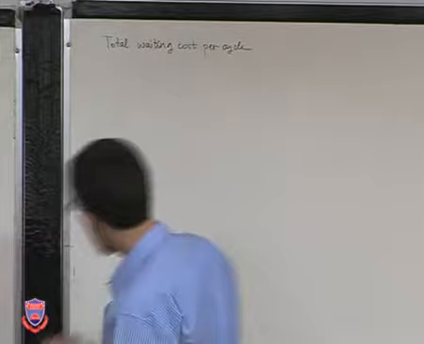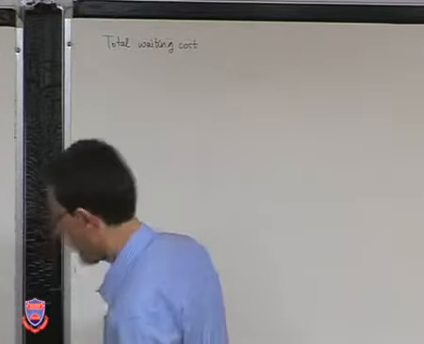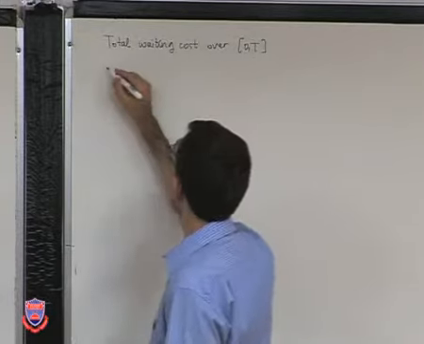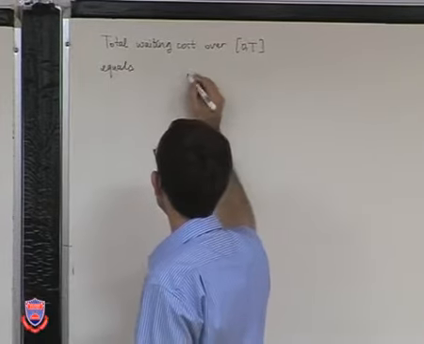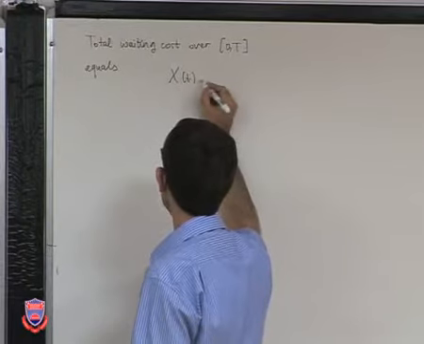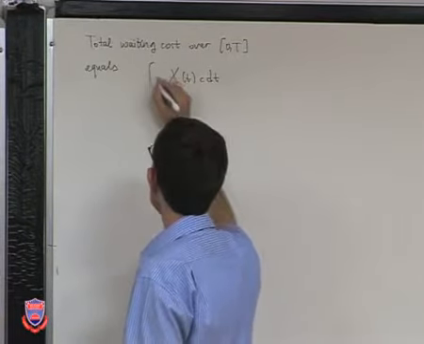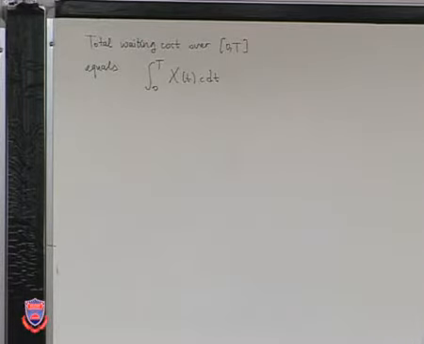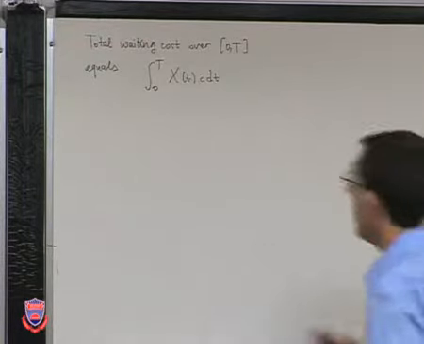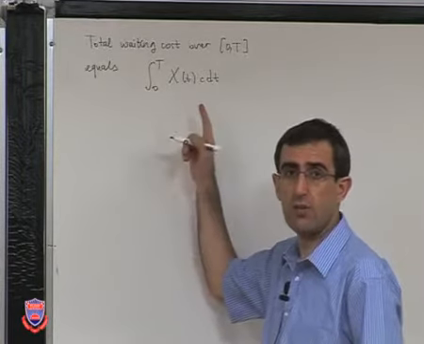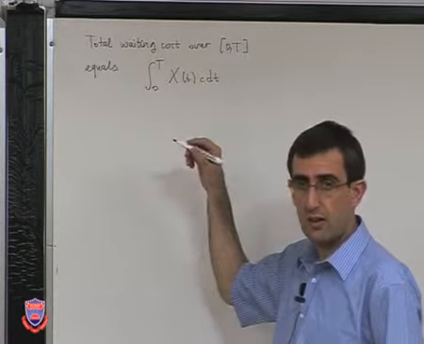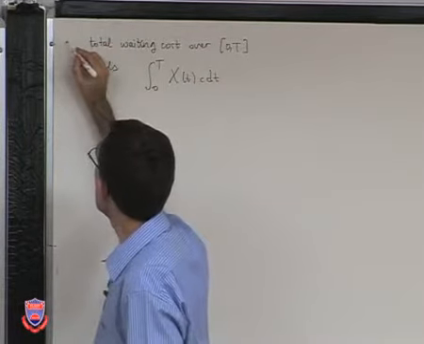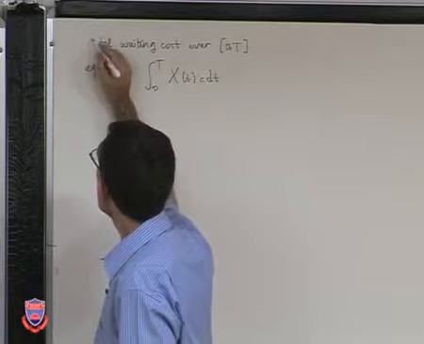Or maybe I should just describe the interval. Cost over the interval from 0 to t equals what? At time t, I knew that the cost was this. Now I have to integrate, sum all these costs over the entire interval. So it's just the integral. Do we have any questions about this? Are we comfortable with this?